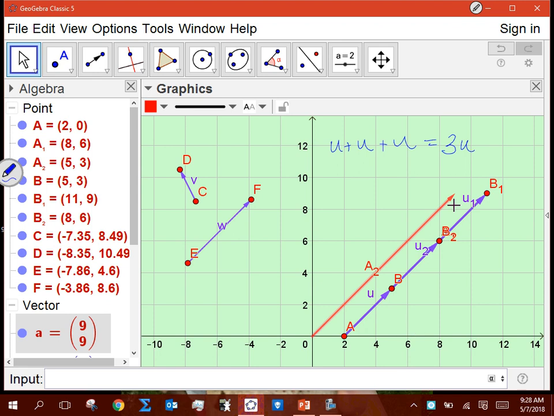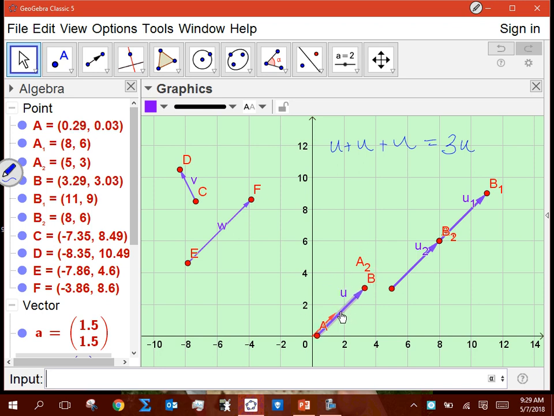So we can do what we call scalar multiplication for vectors. You can take any one of these and double them and triple them. Let's look at what one half of u would look like. This thing is u, then that red vector there is half of u. Okay?